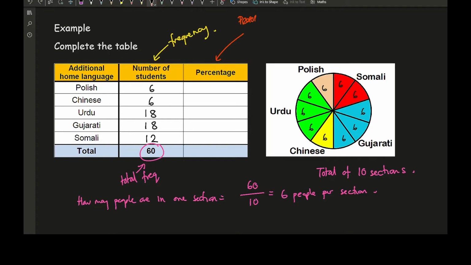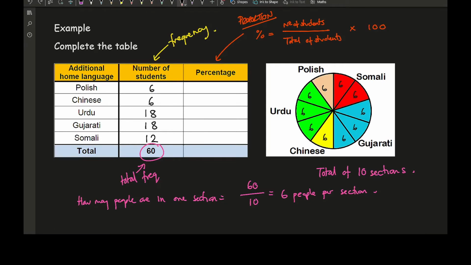There is a video on my channel that shows you how to write proportion in the form of percentages, decimals, or fractions. Now, this could easily have asked me what fraction have an additional language of, let's say, Chinese or Urdu, in which case I'd have to write it as a fraction or as a percentage. As this one is a percentage, the percentage is going to be equal to the number of students divided by the total number of students multiplied by 100. I'm multiplying by 100 because I want a percentage.